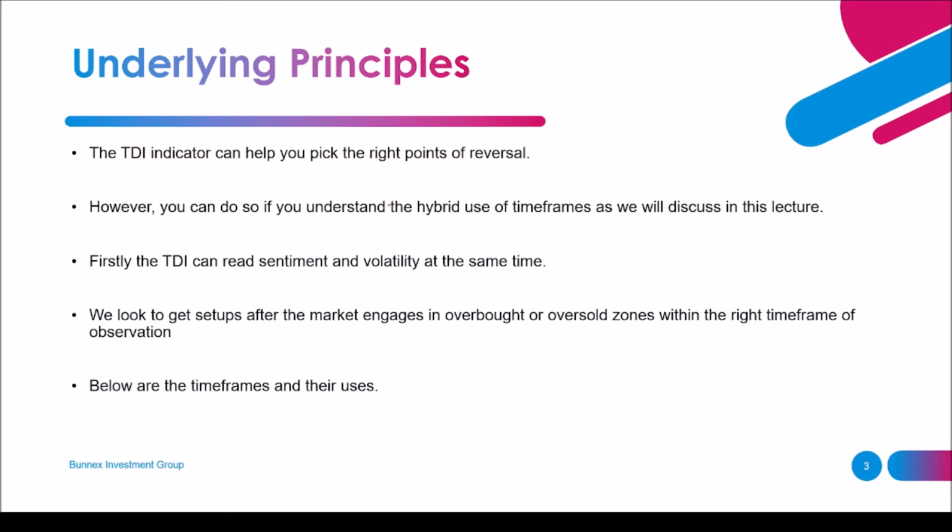Firstly, here are the underlying principles. The TDI, or Traders Dynamic Index, can pick the right points of reversal within the markets. However, you can do so if you understand the hybrid use of time frames as we will discuss in this lecture. Firstly, the TDI can read sentiment and volatility at the same time. We look to get setups after the market engages in what we call overbought or oversold zones within the right time frame of observation. Below are the time frames and their uses.